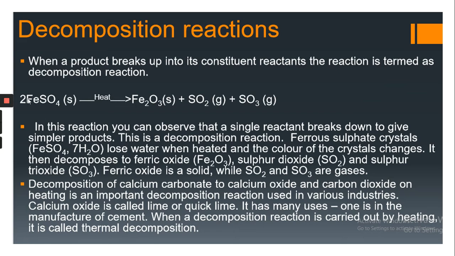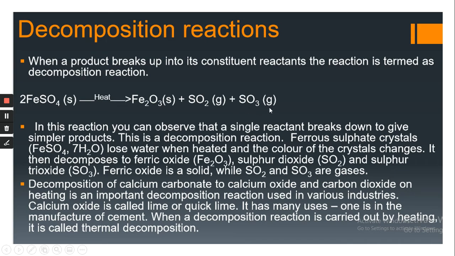Same as in this case, FeSO4, that is ferrous sulfate, will be heated and it will decompose into Fe2O3, that is ferric oxide, and SO2, that is sulfur dioxide, and SO3, that is sulfur trioxide. For making this reaction more informative, we can write the physical states of the reactants and products. FeSO4 is in solid form, that's why it is s, and Fe2O3 is also in solid form, that's why it is s, and SO2 is in gaseous form, that's why g, and SO3 is in gaseous form, that's why here also g.